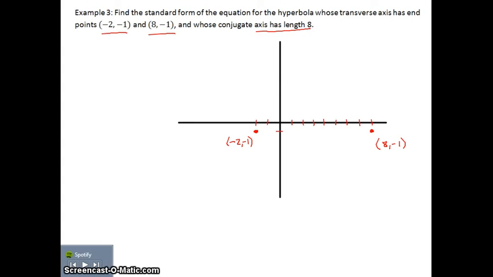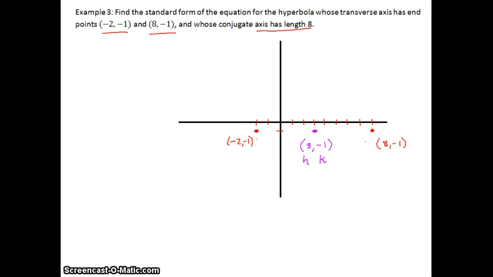Okay, so I'm going to get started with the transverse axis endpoints, which represent the vertices of our hyperbola. This tells me that my transverse axis here is parallel to my x-axis. That means that I'm going to be dealing with x squared over a squared. Let's figure out what the center of this hyperbola is. We know that the distance from -2 to 8 is 10, so that means I need to go a distance of 5 to find my very center.